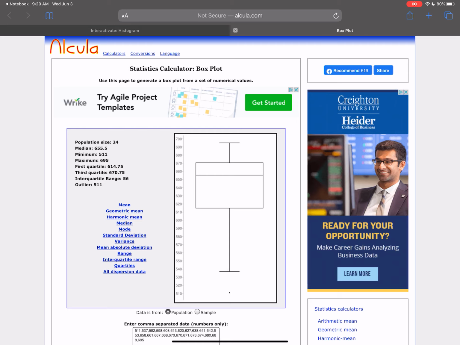And there's my box plot. I know it's vertical. It should be horizontal. So what I do is I rotate it. Notice on the left and right, it tells you everything. Notice how it says median. Remember, median is really quartile 2.